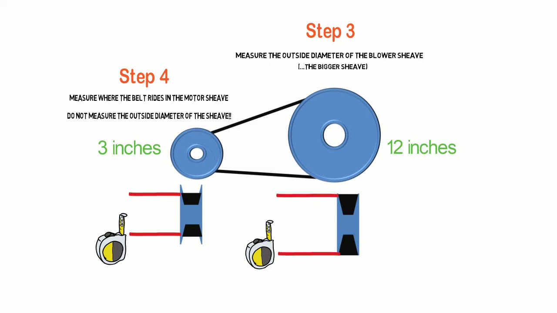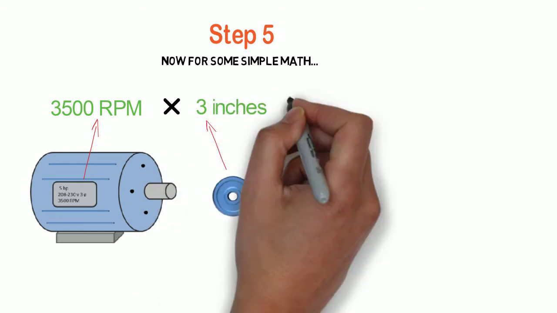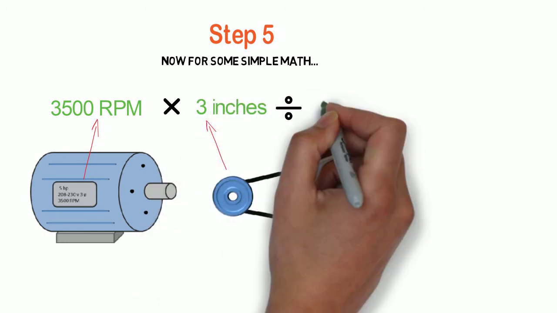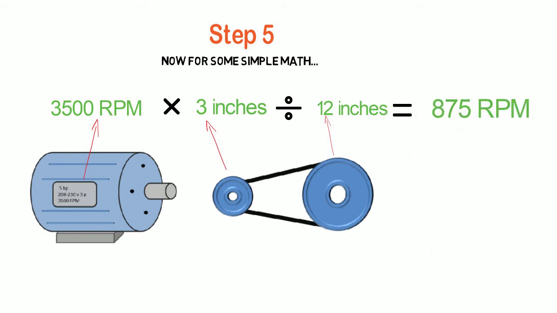Now we're going to do some simple math. Ready? Motor RPM, 3,500, times motor sheave diameter, 3 inches, divided by blower diameter, 12 inches, equals 875 blower RPM. Told you it was simple.